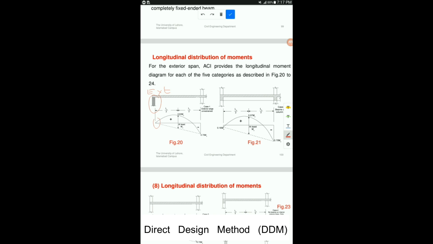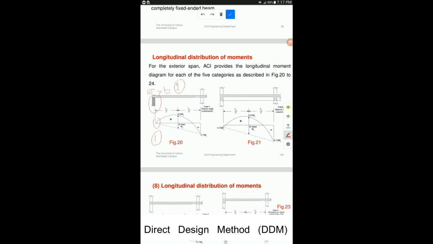The coefficient taken here is 0. So once you multiply M naught with 0, the distribution of moment at this location will be 0. So this is for the first location. Now for the second location, this is the midspan.